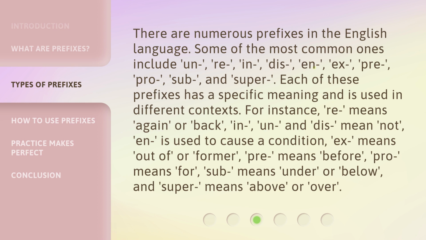For instance, "re" means again or back. "In," "un," and "dis" mean not. "En" is used to cause a condition. "Ex" means out of, or former. "Pre" means before. "Pro" means for. "Sub" means under, or below. And "super" means above, or over.